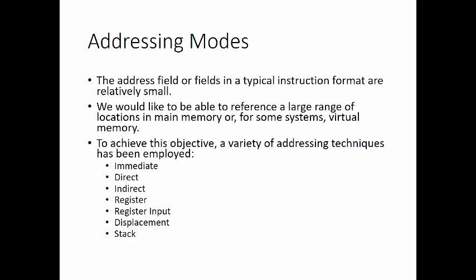This is chapter 13.1. So the address field or fields in a typical instruction format are relatively small. We'd like to be able to reference a large range of locations in main memory or, for some systems, virtual memory. To achieve this objective, a variety of addressing techniques have been employed both in the past and the present. Immediate, direct, indirect, register, register indirect, displacement, and stack. We'll take a look at all of these over the course of this lecture. They all involve some trade-off between address range and/or addressing flexibility on one hand, and the number of memory references in the instruction and the complexity of the address calculation on the other hand.